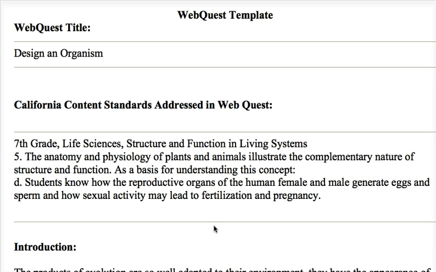As a basis for understanding this concept, D, students know how the reproductive organs of the human female and male generate eggs and sperm, and how sexual activity may lead to fertilization and pregnancy. We'll be doing this in a roundabout way by seeing what else is out there, what other reproductive strategies different than that of humans are in the wild.